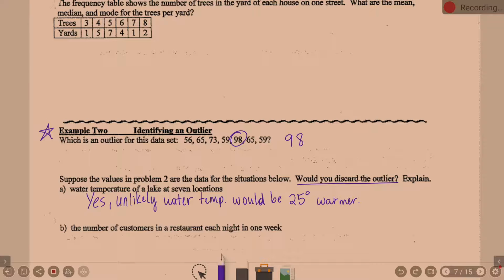Would you throw this outlier out? No, probably not, because as we mentioned, 98 would represent the busy night of the week. So I'm going to say no. Hey, listen up. Likely represents busy night of the week.